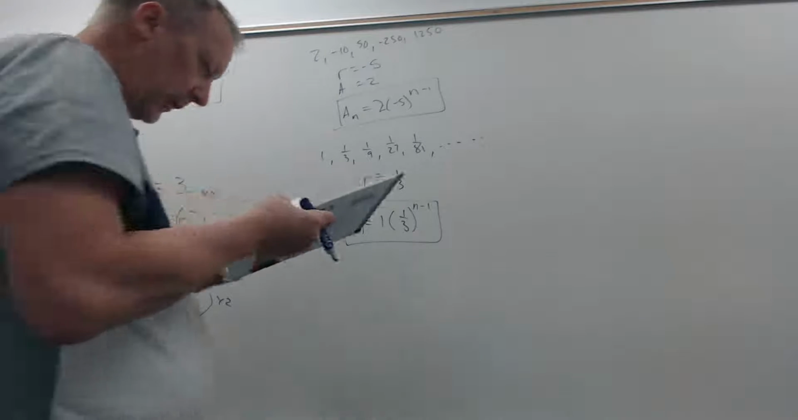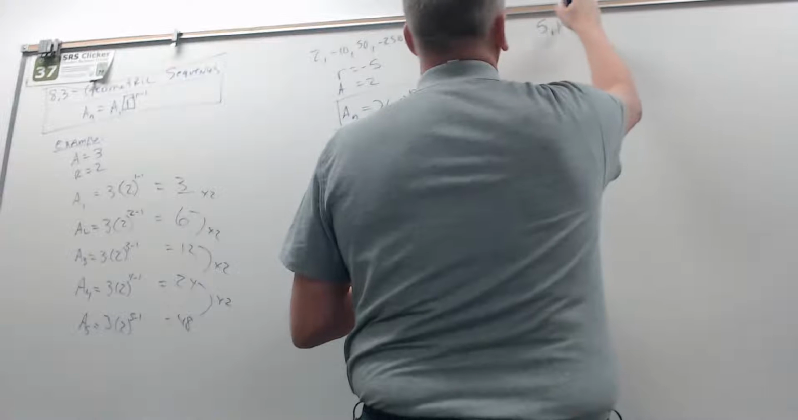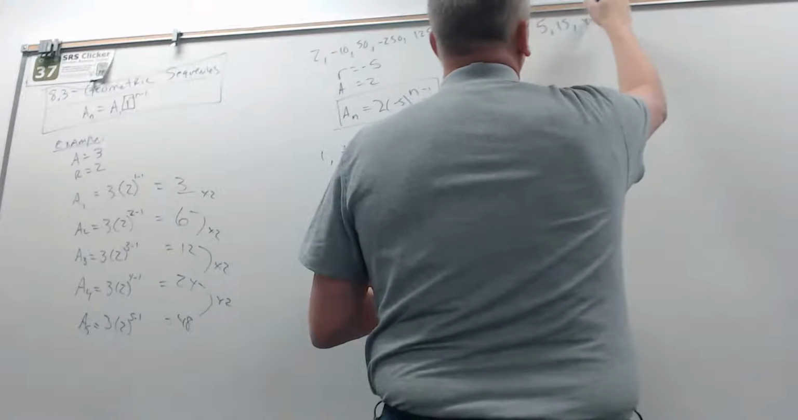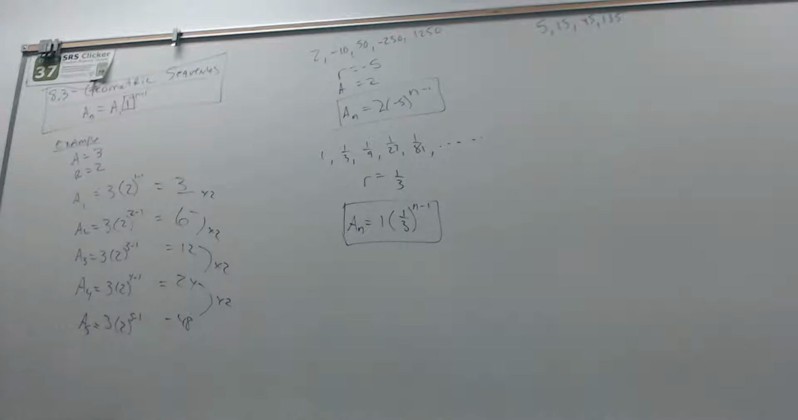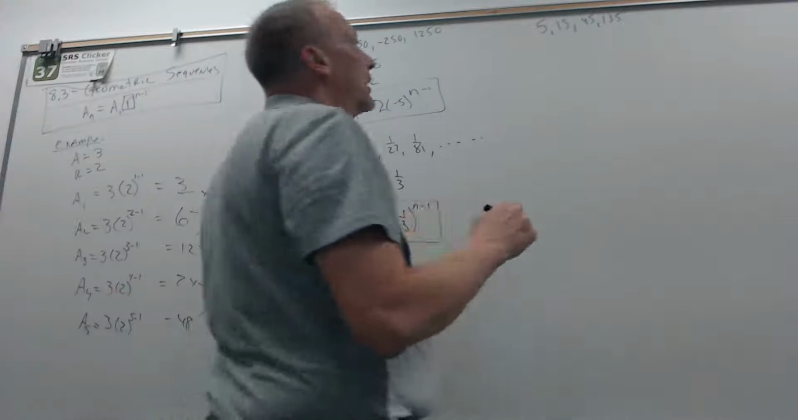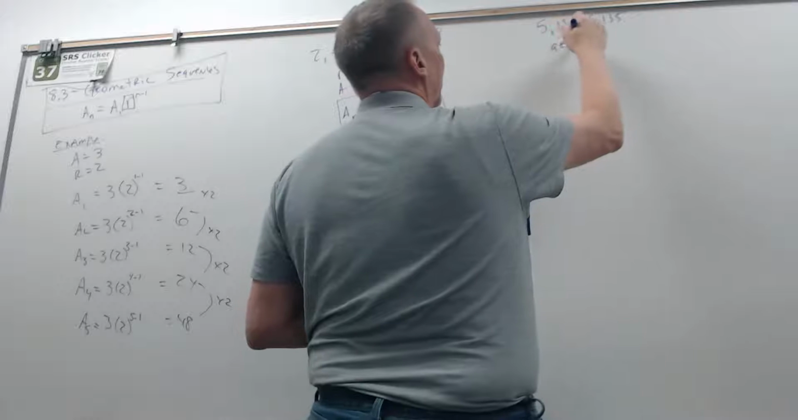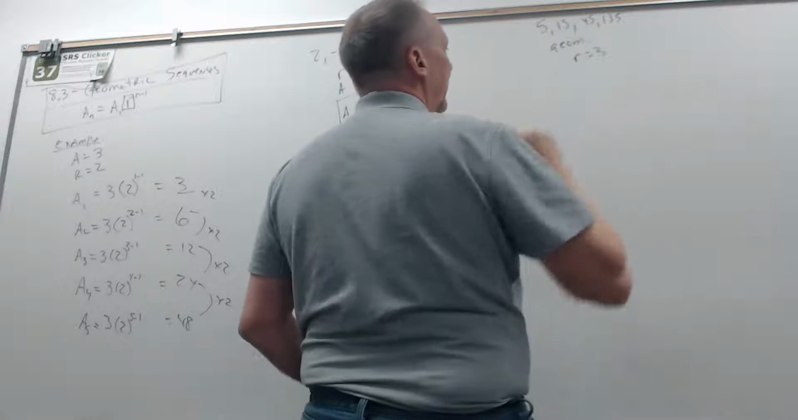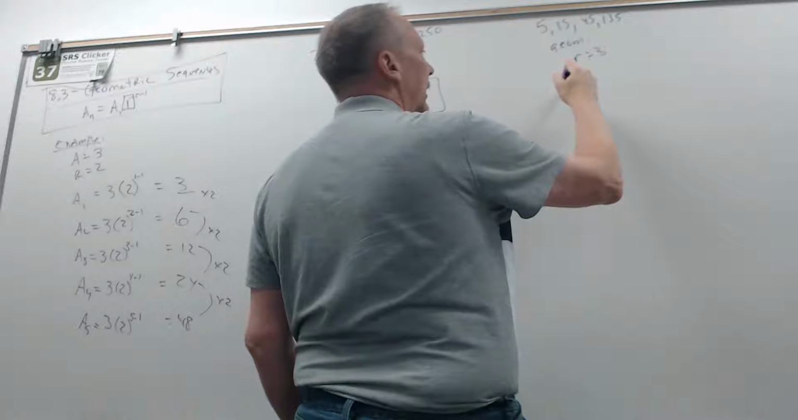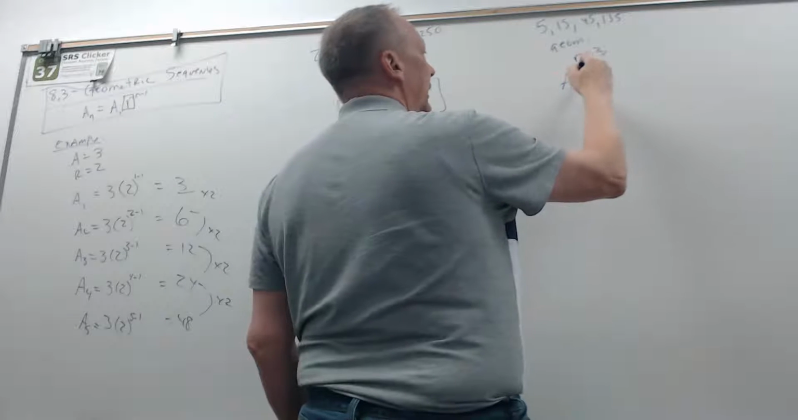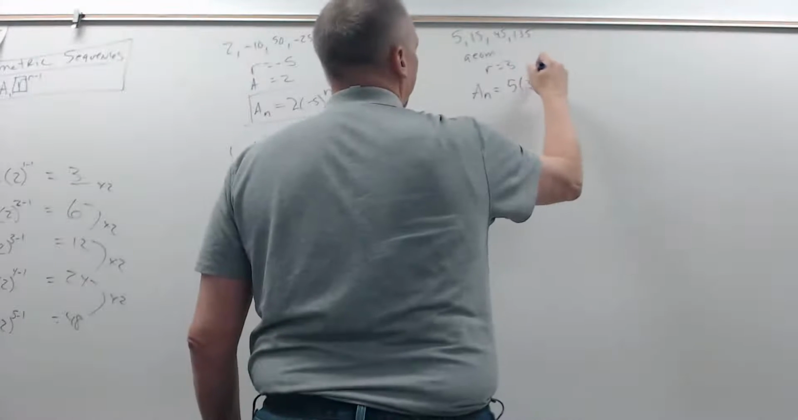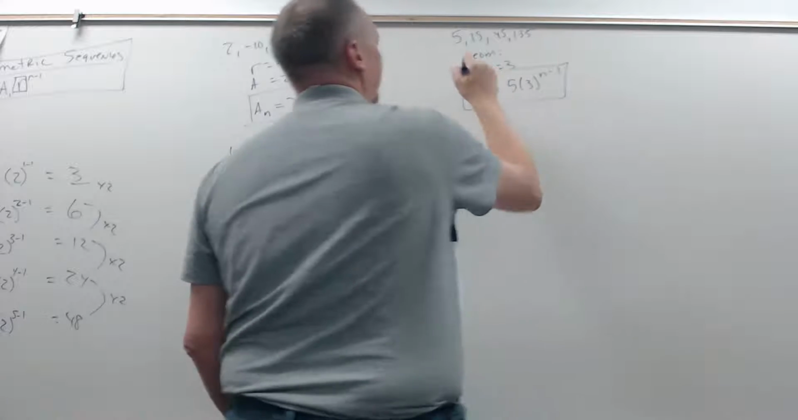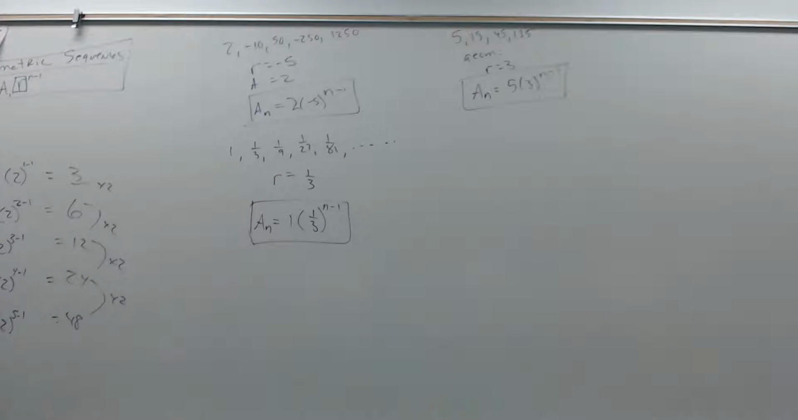Okay, let's do this one. What if I had 5, 15, 45, 135? Jonathan, can you see, does that look like an arithmetic or geometric sequence? Geometric. So R equals 3. So your formula is going to be? A sub n equals? 5 times 3 to the n minus 1. You guys are getting good at this. It's going to be so easy, you're all going to get 100 on my final, right?